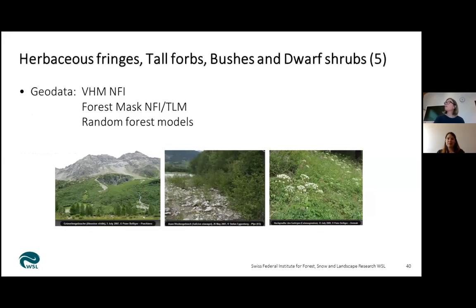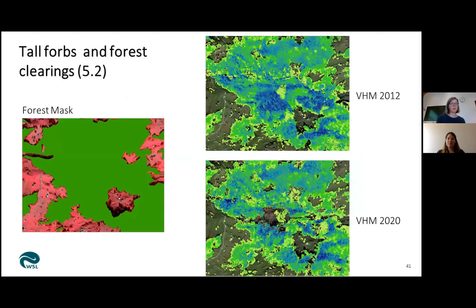Now we're going to move into class 5, which is herbaceous fringes, tallforbs, bushes and dwarf shrubs. Our approach here was in some cases based just on the vegetation height model from the National Forest Inventory and the forest mask, but there was also a separate project whose results we were able to integrate using random forest models to differentiate, to recognise shrub forests.